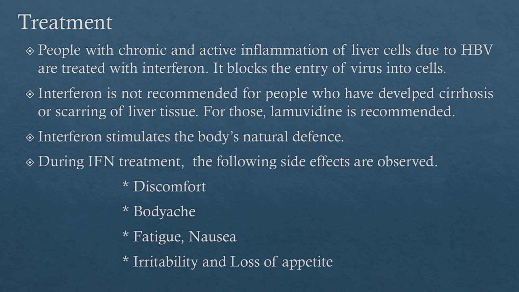Treatment. People with chronic and active inflammation of liver cells due to hepatitis B virus are treated with interferon. It blocks the entry of virus into the cells. In recent years, interferon is prescribed in combination with ribavirin. Interferon is not recommended for people who have developed cirrhosis or scarring of liver tissue. For those, lamivudine is recommended. The medicine decreases the multiplication of viruses. Interferon stimulates the body's natural defenses.